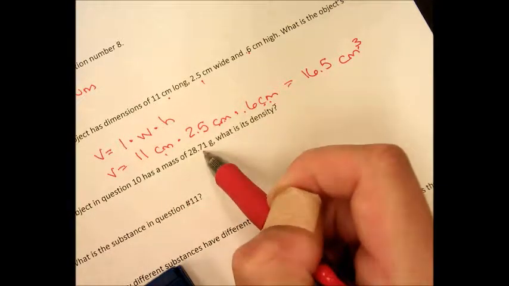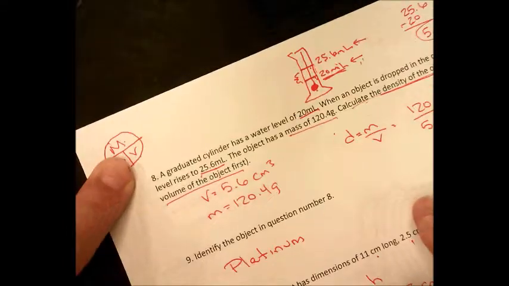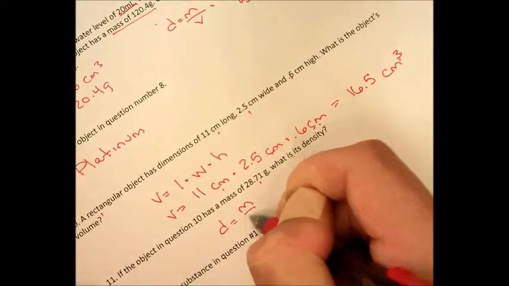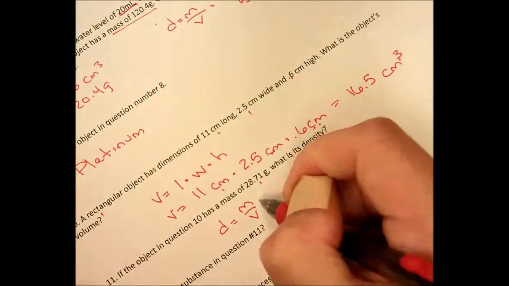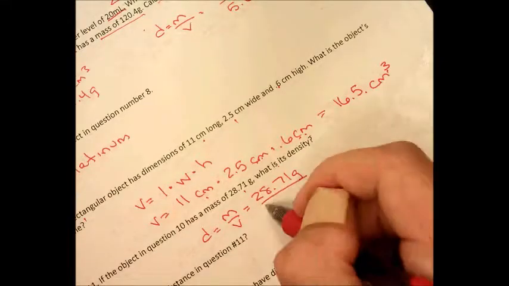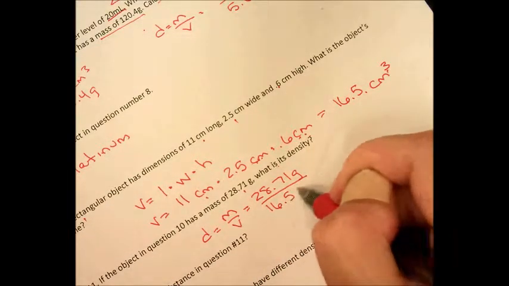And it says, if the object in question 10 has a mass of 28.71 grams, what's its density? Well, again, if we're looking for density, it's going to be mass divided by volume, because I'm covering up the D that we're looking for. Density equals mass divided by volume. And then we just plug in our numbers we have. We have 28.71 grams for the mass. The volume we had up here is 16.5 centimeters cubed.